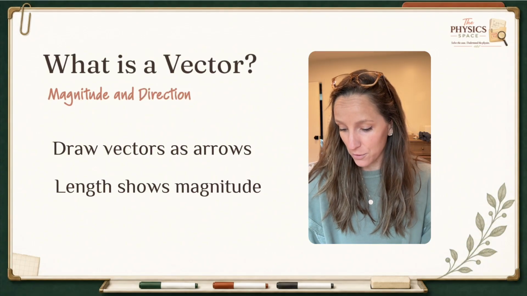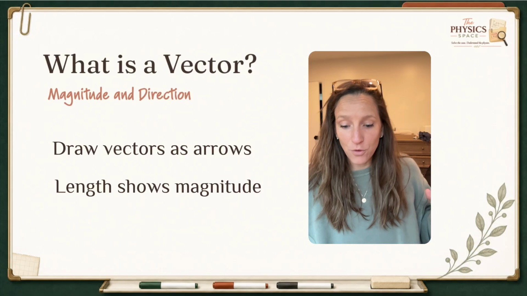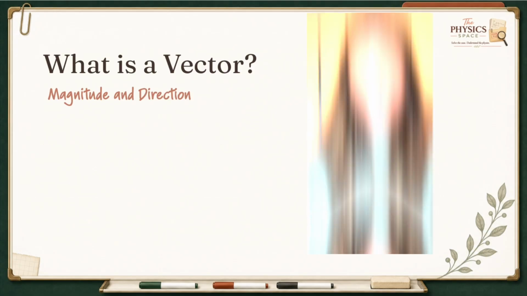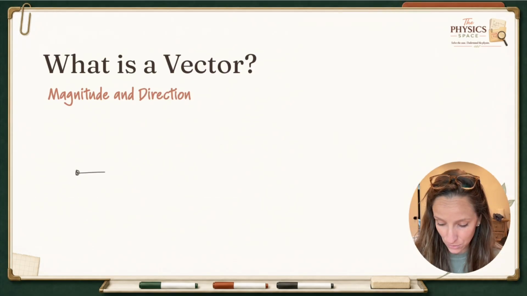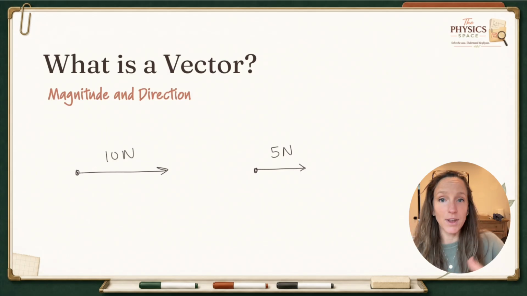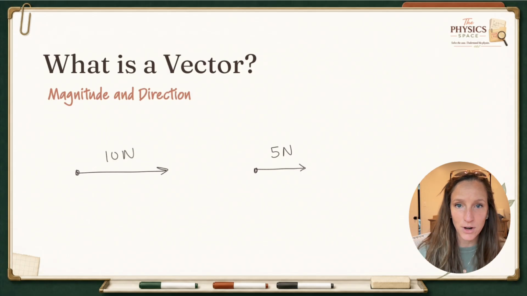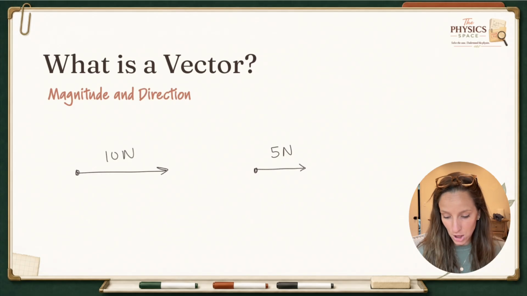So for example, if I wanted to draw those two force vectors that I mentioned before, a 10 Newton force to the right versus a 5 Newton force to the right, I'm going to draw those vectors as arrows. I'm going to draw smaller magnitude vectors shorter, larger magnitude vectors longer.